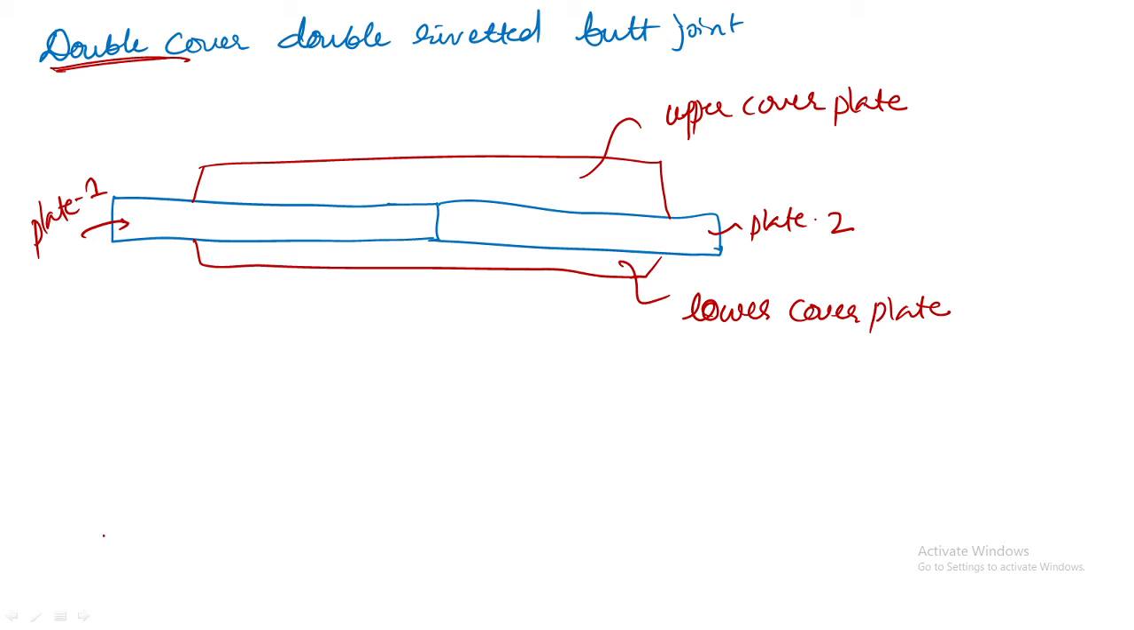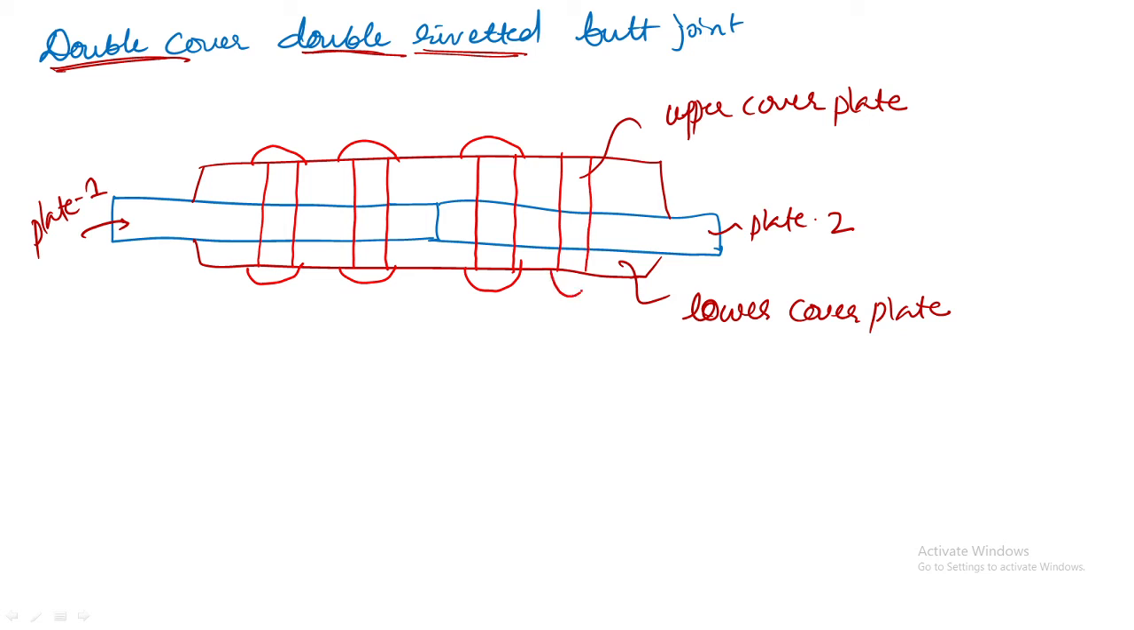Now the thing is that it is double riveted. Double riveted means you need to place two rivets on each plate, two rows of rivets on each plate. Look here.